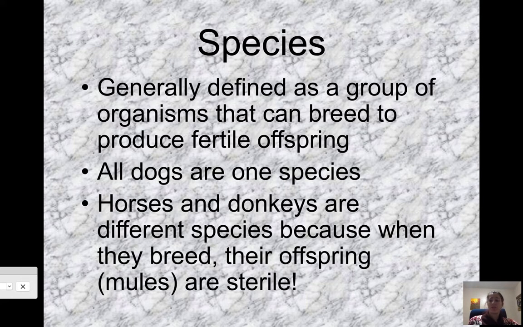Horses and donkeys are different species, and when they breed, their offspring are sterile. We live in a farming community, so most of you probably know that mules can't have babies. So they're the same genus, but different species.